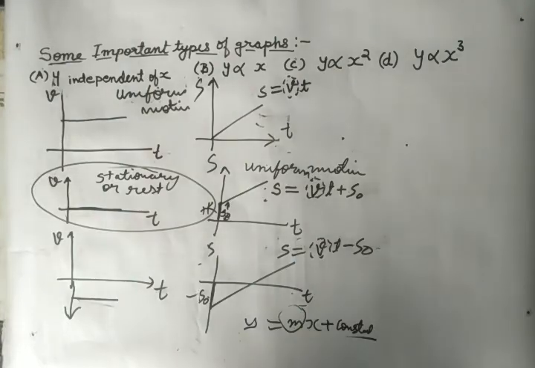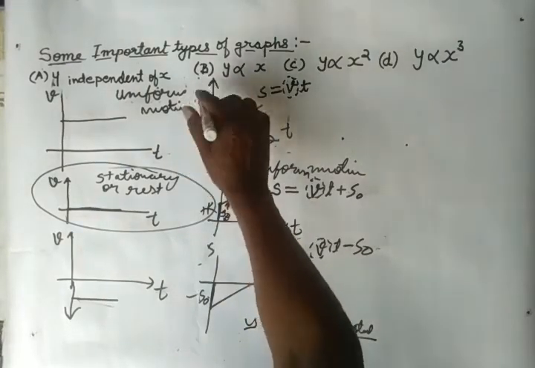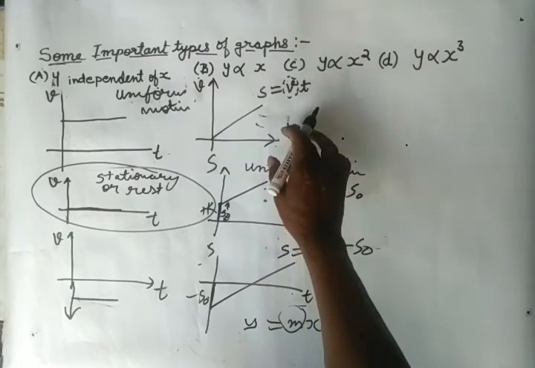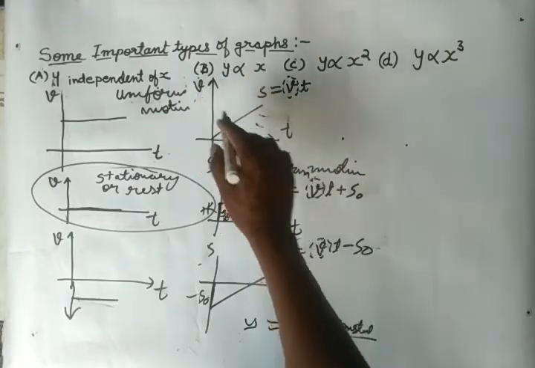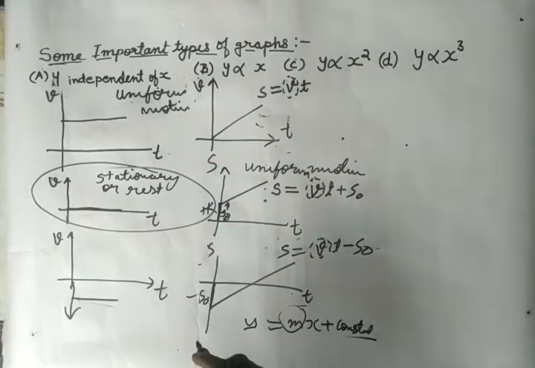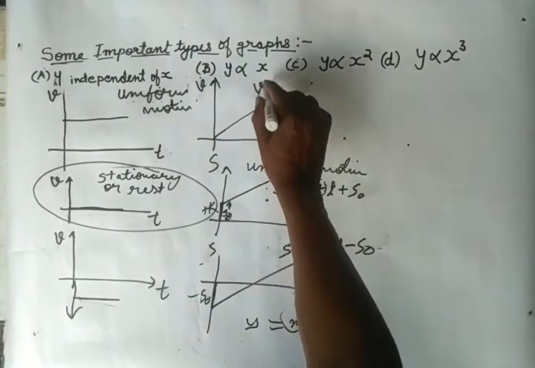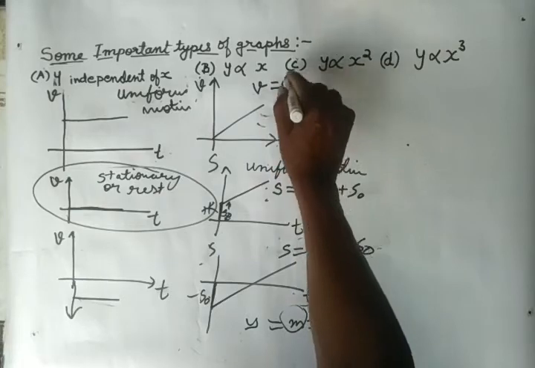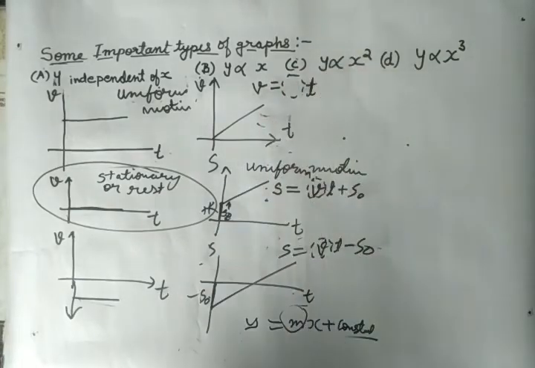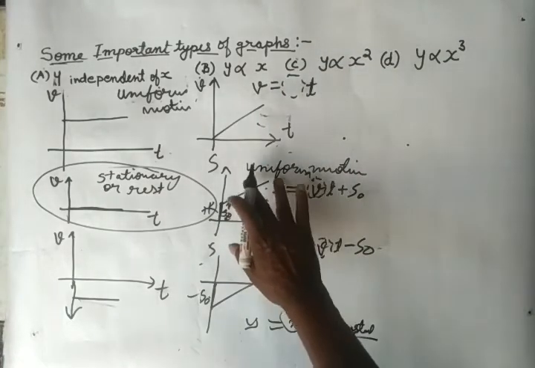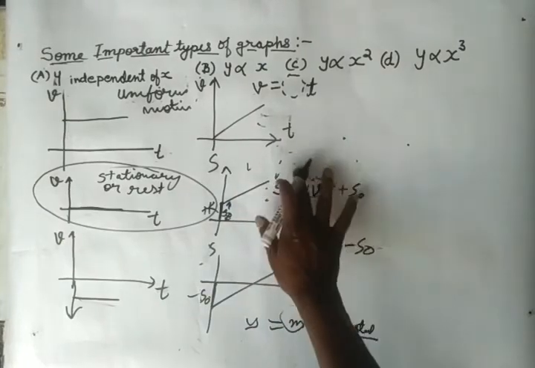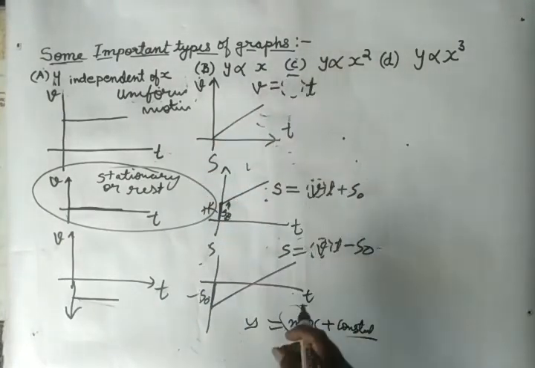In the same way, we can have a velocity time graph also. But for the velocity time graph, if v is proportional to t, in this case velocity is equal to some constant into t. Now, what is that constant all about? Think about it. And this is not the case of uniform motion because velocity is changing.